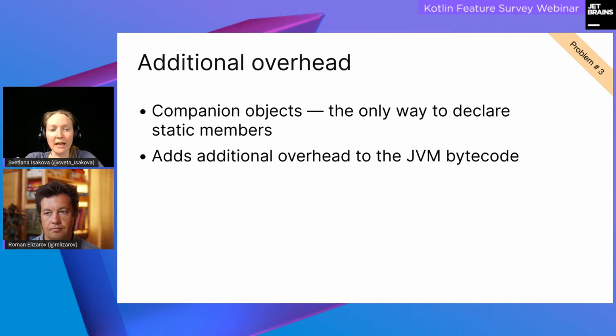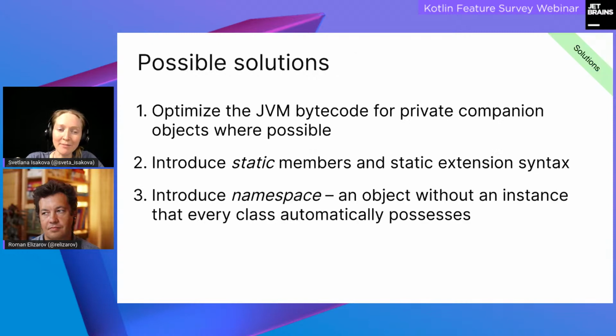Whenever you create an object or companion object, again, it's the only current way to declare static methods. And in comparison to Java static classes, it adds additional overhead to the Java bytecode. So we have these problems kind of grouped together, and there are possible solutions to it. Now, Roma, can you highlight them?